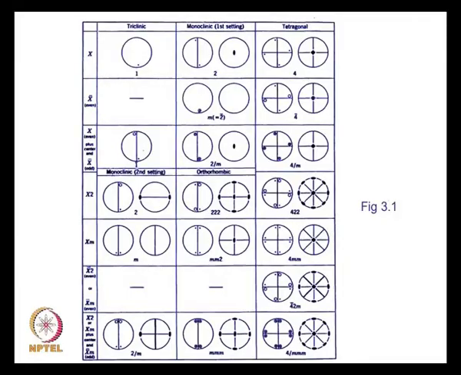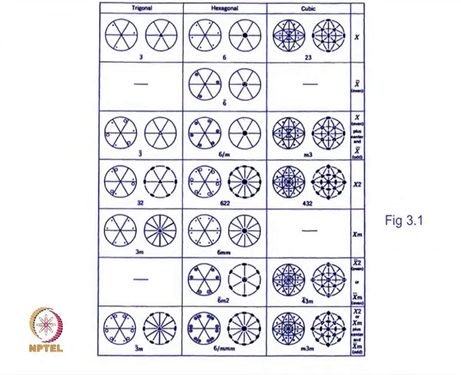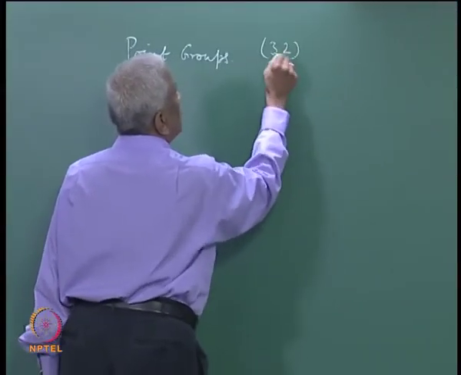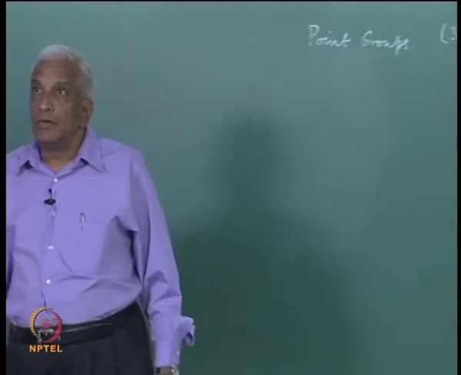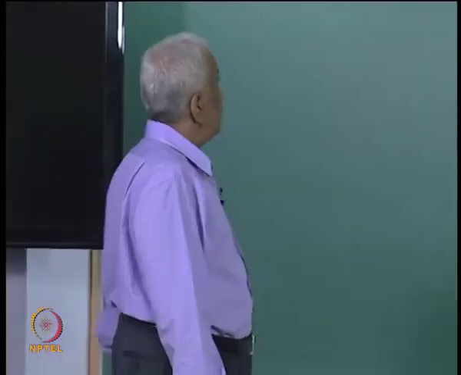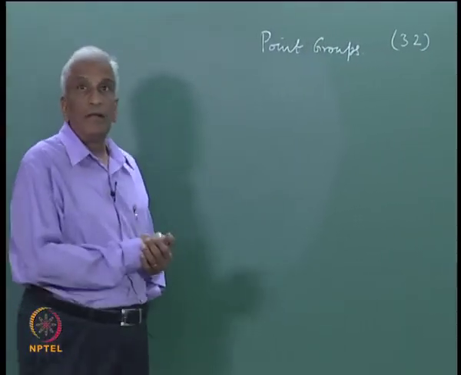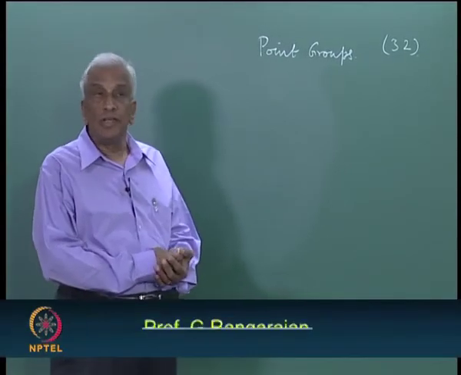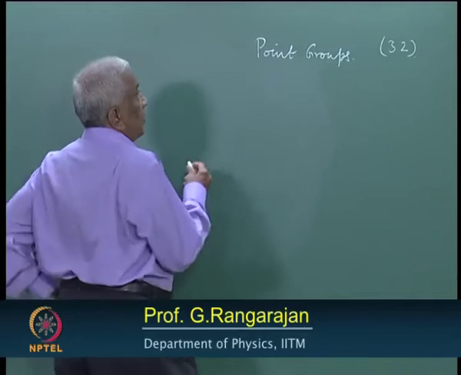So, in the last lecture we introduced the concept of point groups, which number 32 in 3 dimensions. In this lecture, we will enumerate these point groups in a rather systematic fashion.